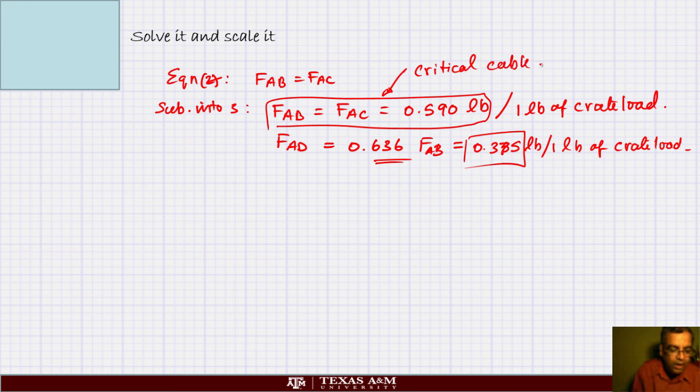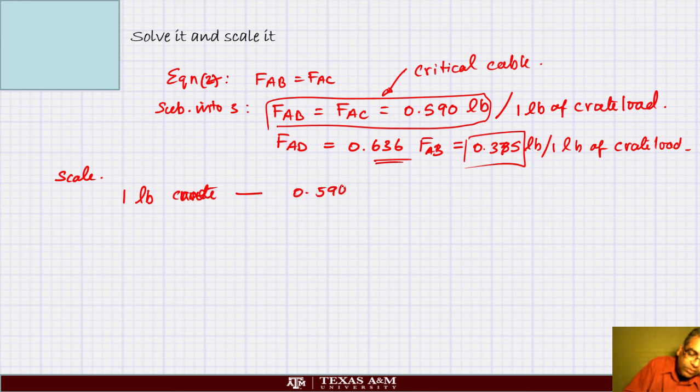So now let us see how to scale. Of course, I'm going to do this in a kind of a painful way because I want you to follow. So how do I scale this? 1 pound crate will give me 0.590 pounds FAB. Right? So how much will 2 pounds give me? Will give me 2 times 0.590. So how much will X pounds give me? Will give me X times 0.590.